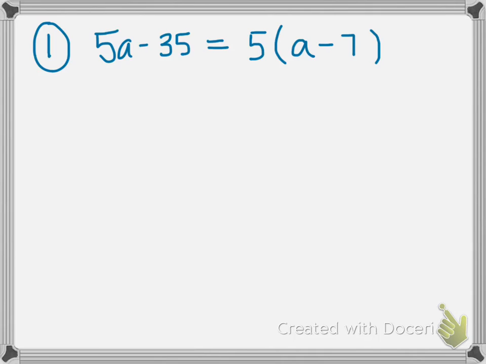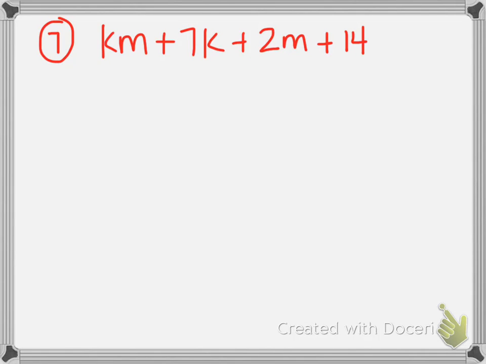We use that same concept to help us factor quadnomials or polynomials with 4 terms. But since there's so much going on here, and if you notice there's no one thing that I can divide all 4 terms by, what I do is I break it up into pieces or groups. So my first group is going to be the k times m plus 7k. And my second group is going to be the 2m plus 14.